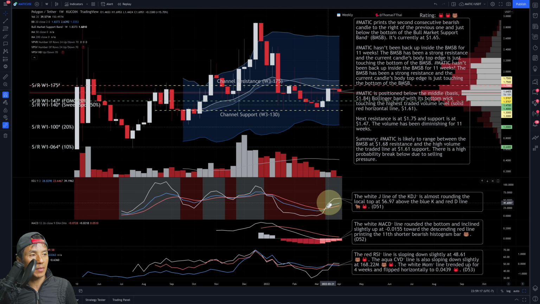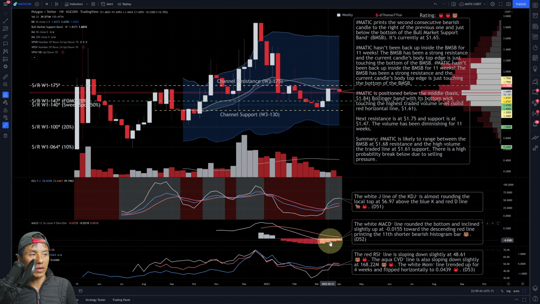Let's take a look at the white KDJ line here. You can see that it came up, rounded the top, and is going slightly sideways almost. It's at 56.97, above the blue K and the red D lines there. And all three are charting just slightly upward. More than likely they'll round off, go flat, and start curving down.